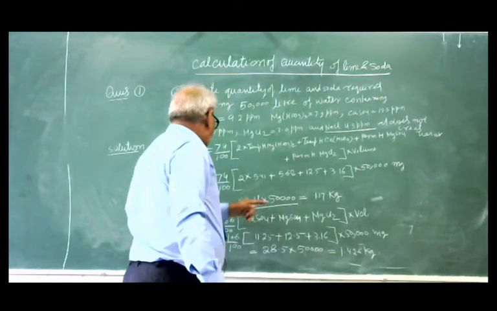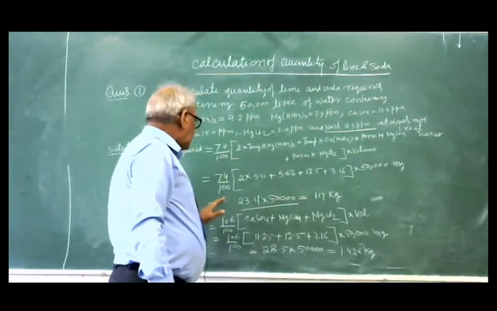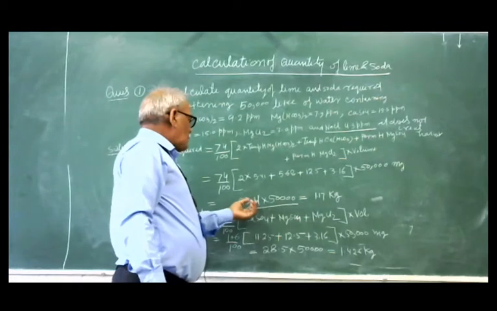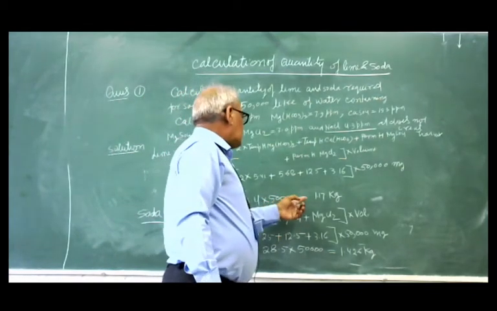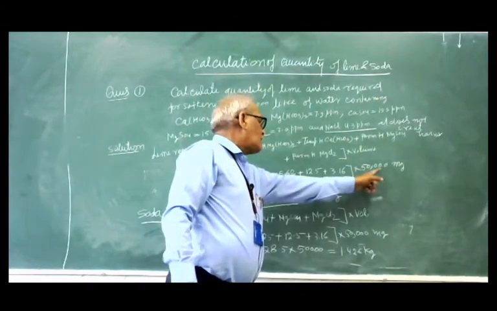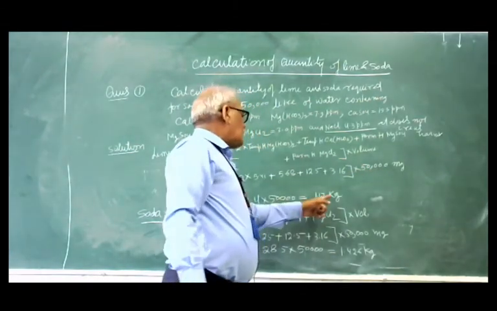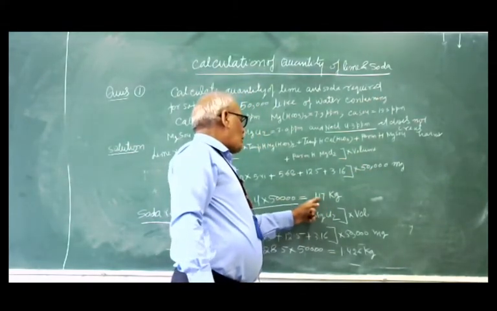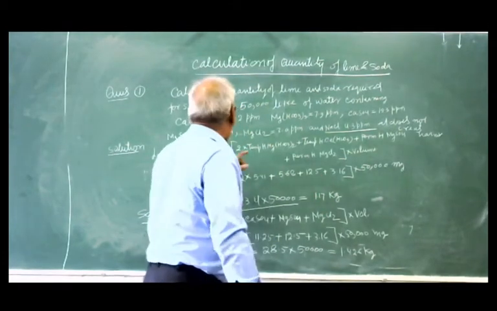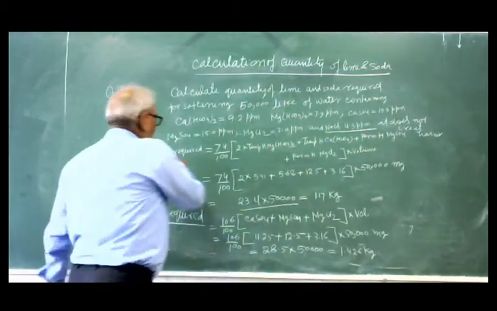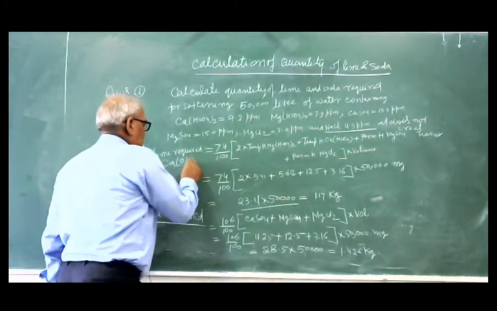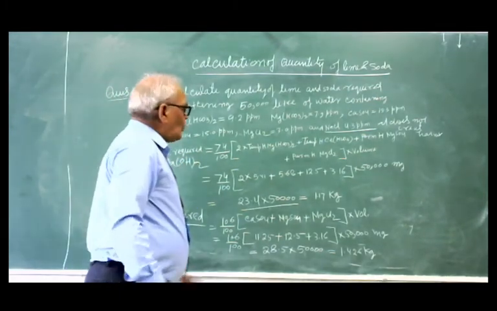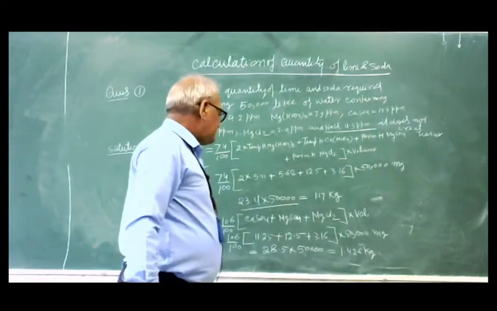So calculating all these you will get 23.4 into 50,000. It is in milligrams. Now it is converted into kg. So 1.17 kg of soda lime, meaning calcium hydroxide, is required. So one thing I have calculated.